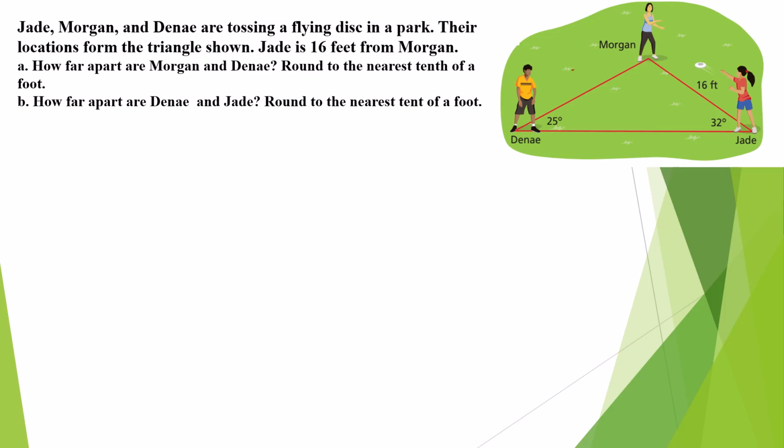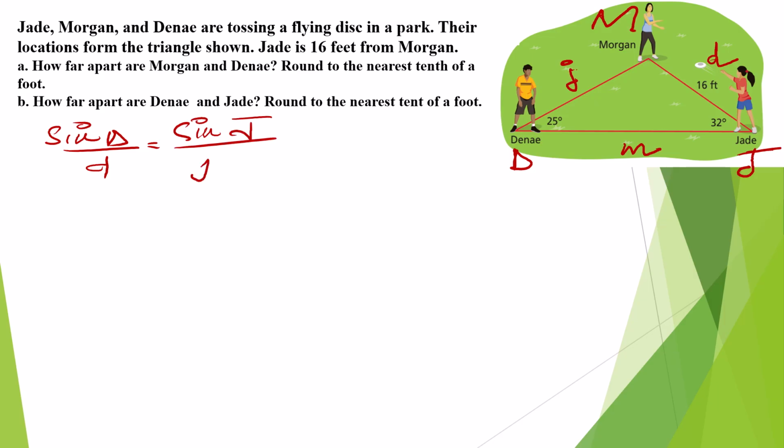So we have to find out this one. So let's try. This is Jade, J. This is Danny, that is D, and this is Morgan, that is M. Capital M, opposite side will be small m. Capital J, opposite to this angle, the side is small j, and capital D for Danny is small d. Write down the formula first. So sine capital D over small d, sine capital J over small j, and in the end sine capital M over small m.